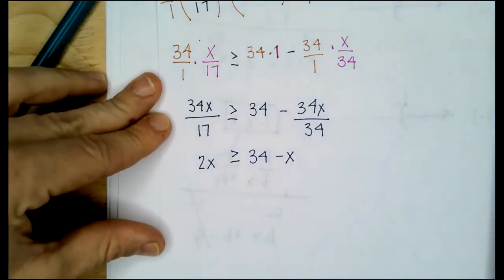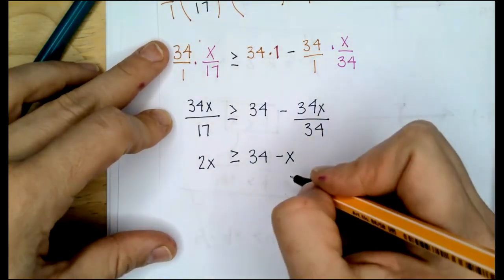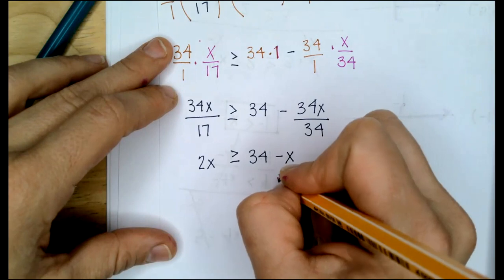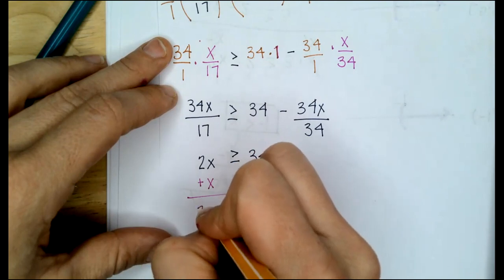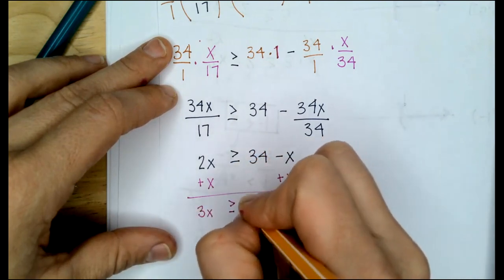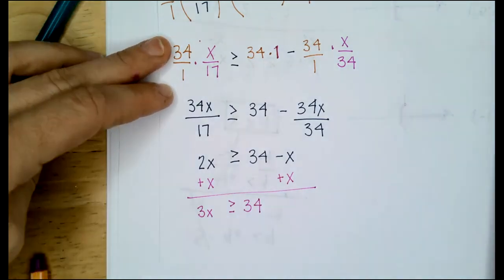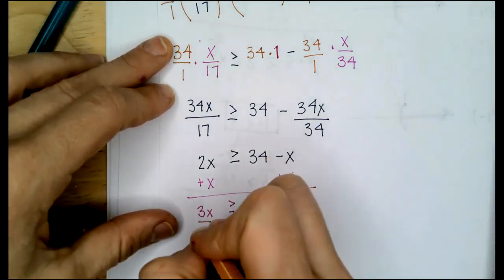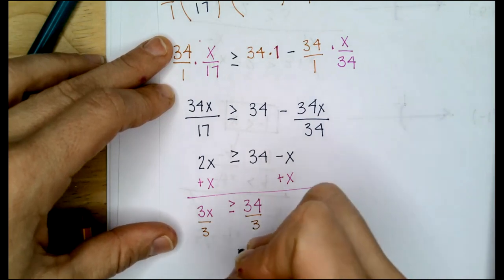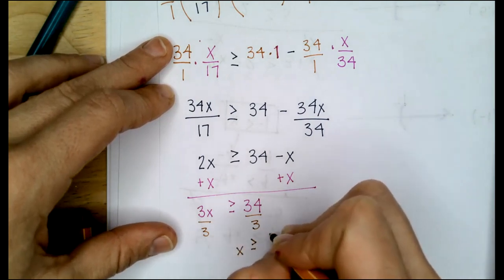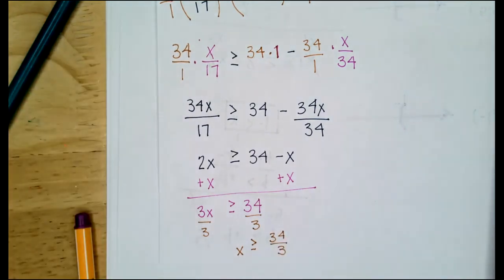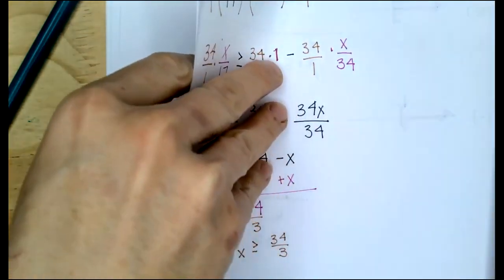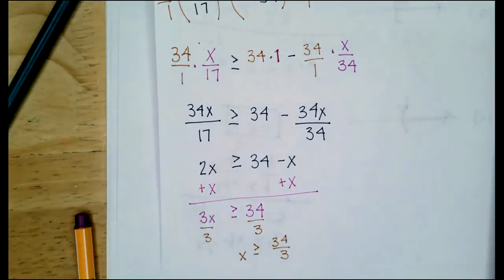Okay? Now my fraction is gone, just solve it like you solve any other inequality. So add x so that all my x's are positive. 2x plus x becomes 3x, greater than or equal to 34, divided by 3, divided by 3. So x is greater than or equal to 34 thirds. All right, and I think that is the end. All right, thank you so much, and see you next time.